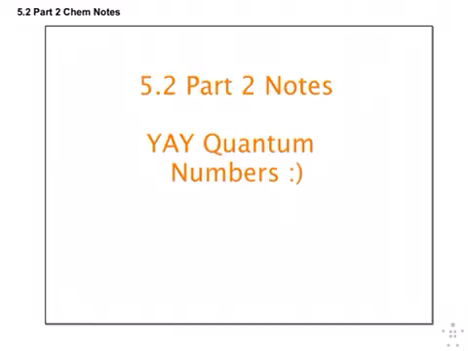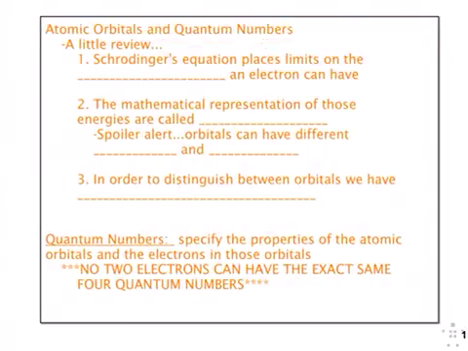Today we're going to talk about quantum numbers, and quantum numbers are, in the most basic sense, a way to find and organize electrons. So to review a little bit first, Schrodinger's equation places limits on energies an electron can have. Basically, that these energies are quantized.